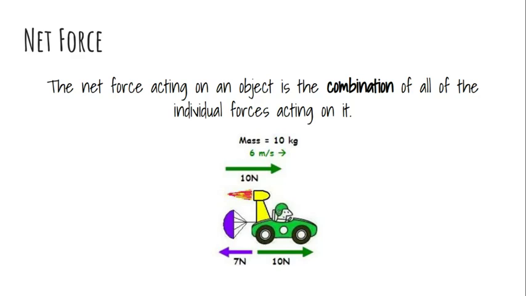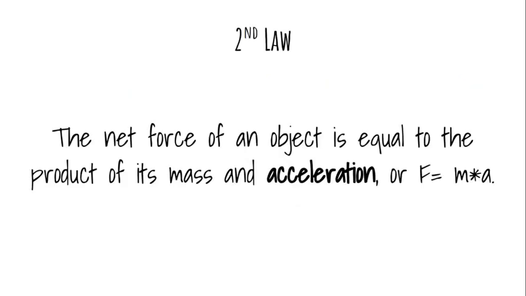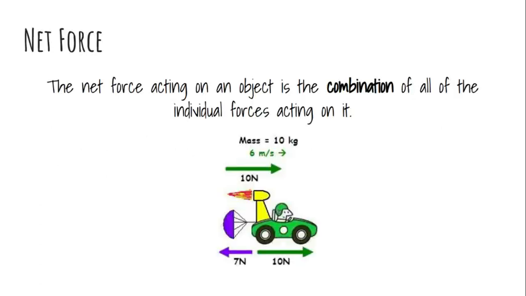So first up is net force. If we go back to the second law, it says the net force of an object is equal to the product of its mass and acceleration, or F equals ma. We need to know what net force is. We know what a force is, that's a push or a pull, but what is a net force? Basically, it's the combination of all of the individual forces acting on an object.